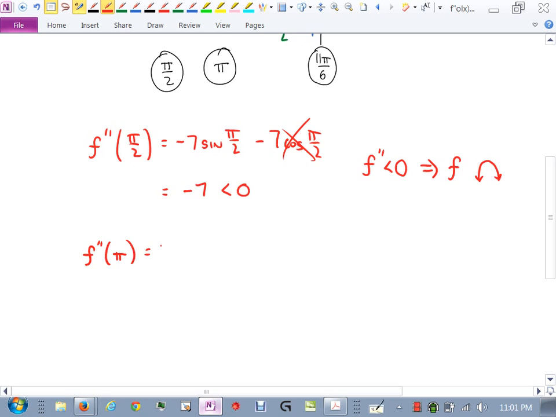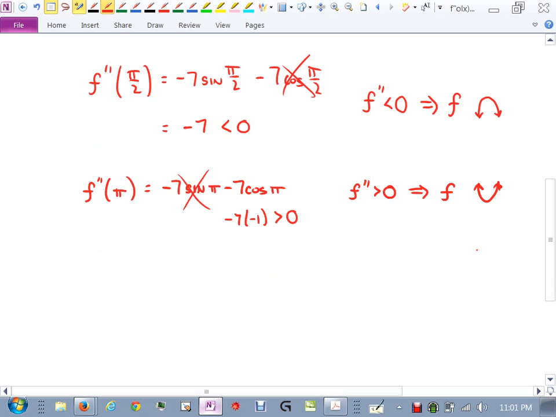Okay, so now I need to plug in the next one, f double prime of pi. So when I plug that in, I have negative 7 sine pi minus 7 cosine pi. Sine of pi is 0, so that's gone. Cosine of pi is negative 1, so I get negative 7 times negative 1, which is positive 7, so that's greater than 0. That means my second derivative is greater than 0 on that region, which means that my original function is concave up. Again, you might be thinking, hey, is it always going to switch? No, it's not.